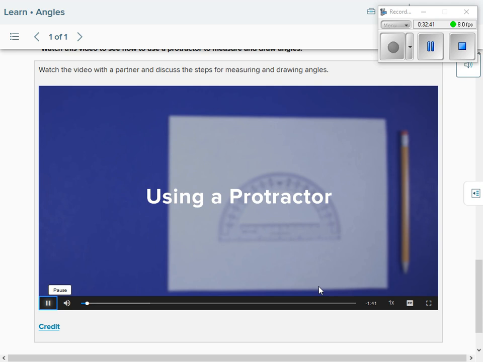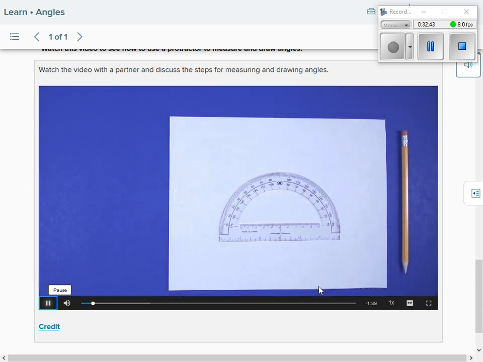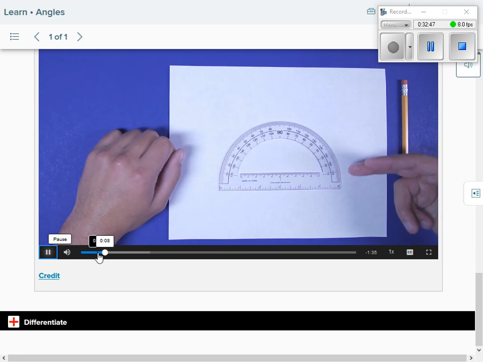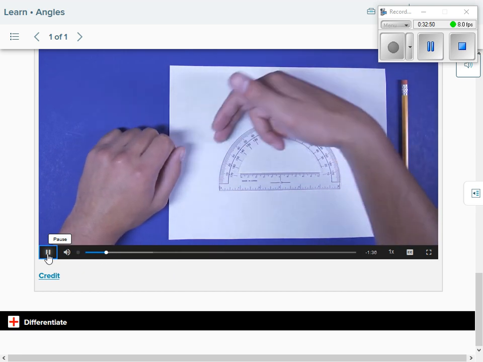Using a protractor. Watch closely so you understand. The protractor has two scales that run from 0 to 180 on the outer line. Two scales that run from 0 to 1.